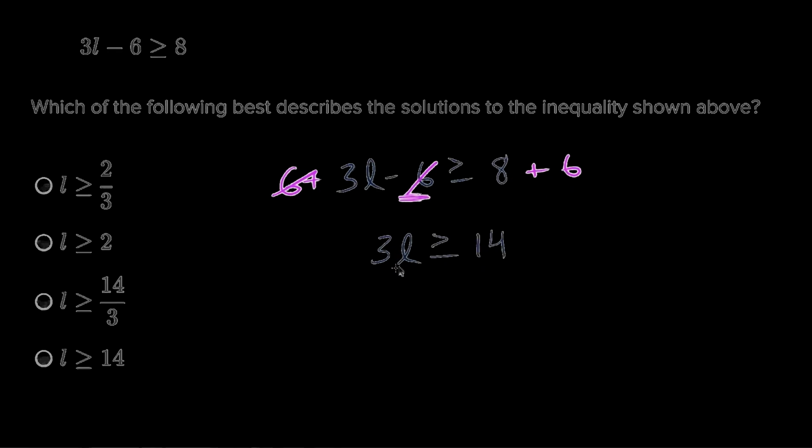Now, we've just got an L on the left-hand side, so we can divide both sides by 3. And if you divide both sides by 3, you're not going to change the sign. You're not going to change the inequality. If you're dividing by a negative number, you would swap the inequality. Greater than or equal to would turn to less than or equal to. But we're dividing by a positive number. So this is going to be L is greater than or equal to 14 over 3, which is that choice right there.